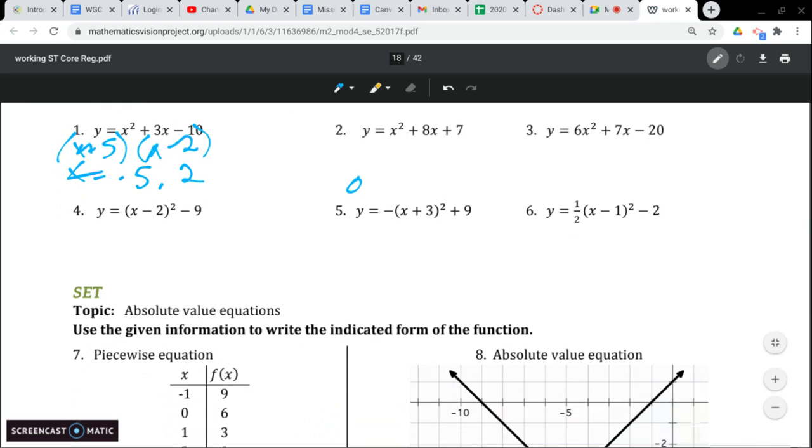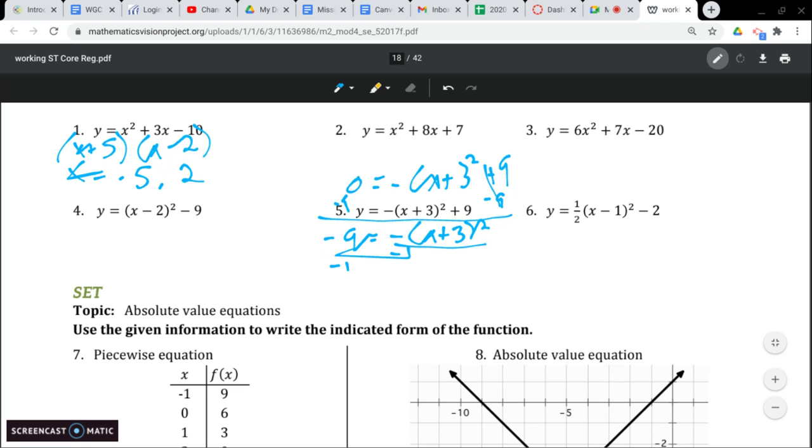So we have 0 equals negative x plus 3 squared plus 9. What we want to do first is subtract the 9 from both sides. So we end up with negative 9 equals negative times x plus 3 squared. Now I'm going to get rid of the negatives first, so divide by negative 1. So we end up with 9 equals x plus 3 squared.